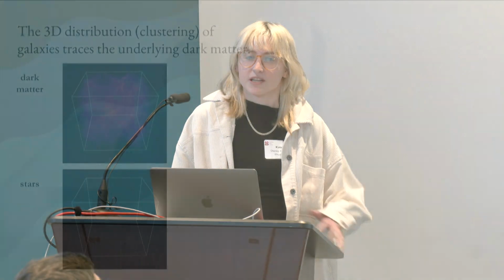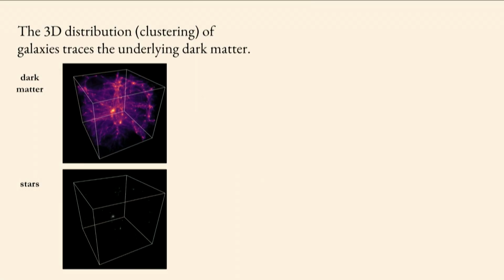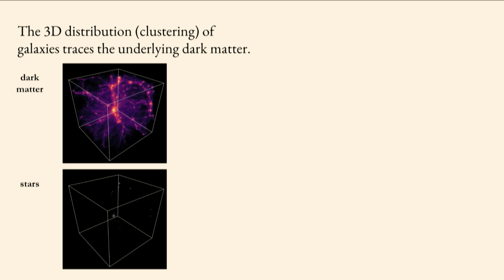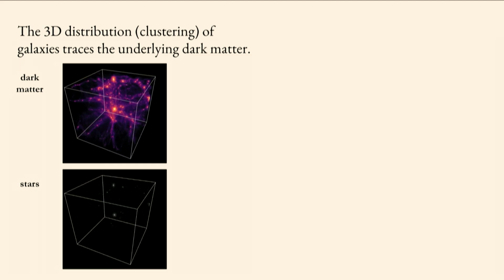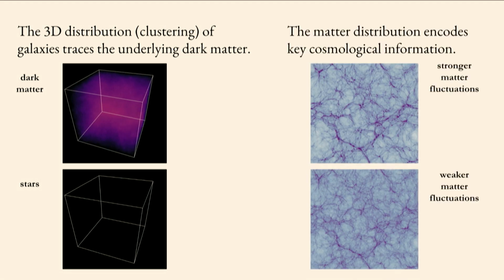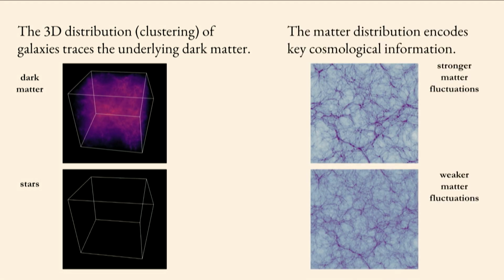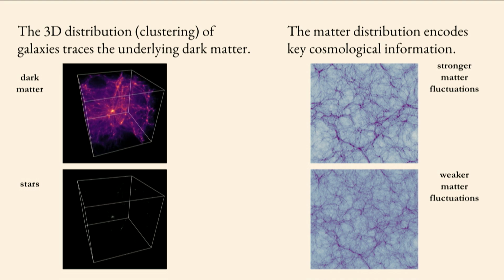Okay, so as we've heard a bit, the 3D distribution of galaxies traces the invisible matter underneath. It's called dark matter. So dark matter is on top, and underneath we see stars begin to form in the knots of the dark matter. So that's how we are going to infer the underlying matter distribution, and that's important because the distribution of matter is what encodes the cosmological parameters that we're interested in.